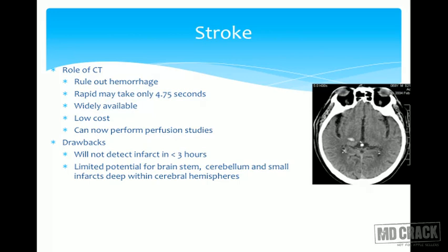Drawbacks include that CT cannot pick up a stroke which is less than 3 to 4 hours old, for which diffusion weighted imaging is extremely sensitive. So, there is limited potential for brainstem, cerebellum, and small infarcts deep within the cerebral hemispheres.